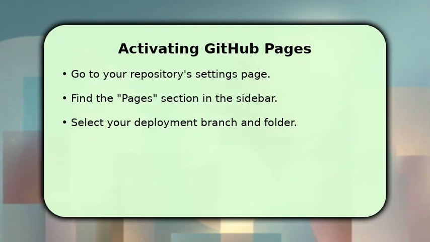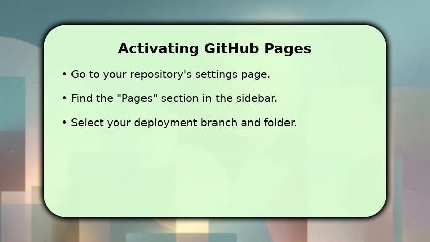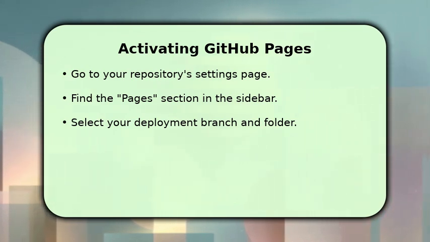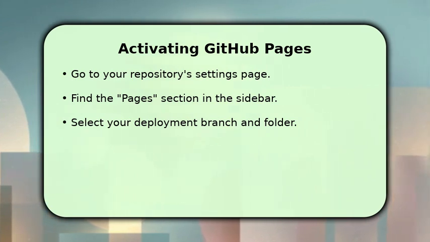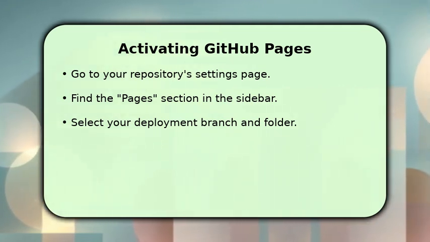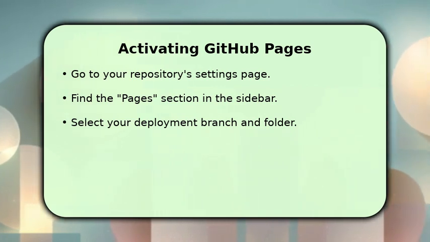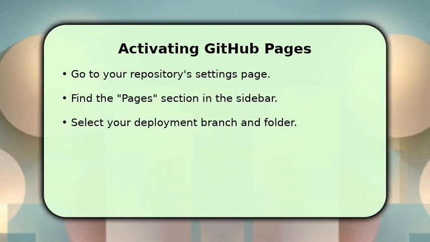Now it's time to activate GitHub Pages. Navigate to your repository settings page. On the left sidebar, you'll find a section labeled Pages. Click on it. Here, you'll choose the branch you want to deploy from, typically your main branch, and specify the folder, usually the root or docs folder. After saving, GitHub will build and deploy your site, providing you with a live URL.